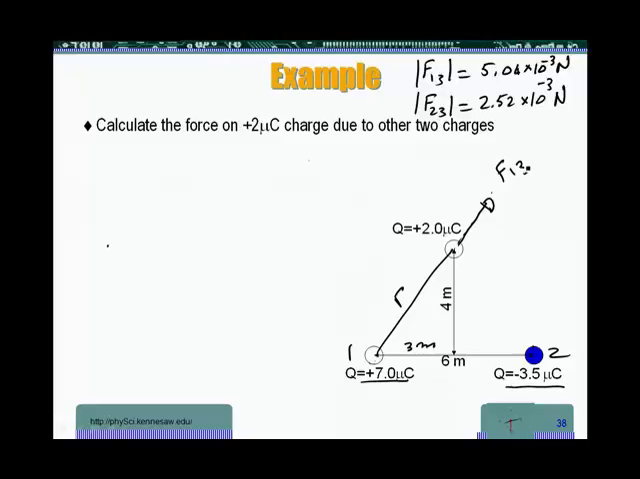Now let's check F23. Now remember, this is my R for F23. Now, positive charge, negative charge, which means they are going to attract. If they are going to attract, that means my force is going to point this way. That's my F23.